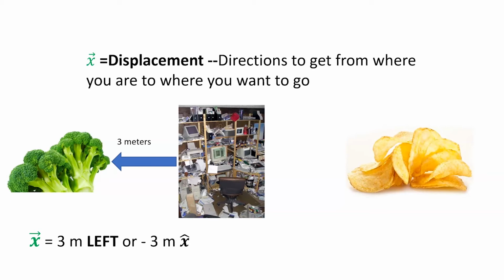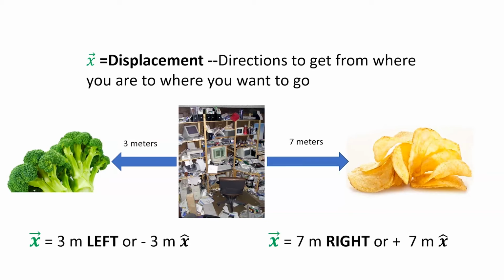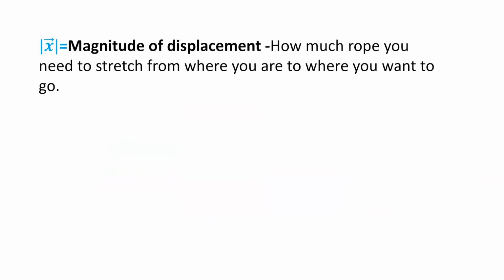On the other hand, if your self-esteem is low and you feel like eating potato chips, I'm going to tell you to move 7 meters to the right, or +7 meters in the x direction. So that's displacement. Magnitude of displacement is how far away you are.